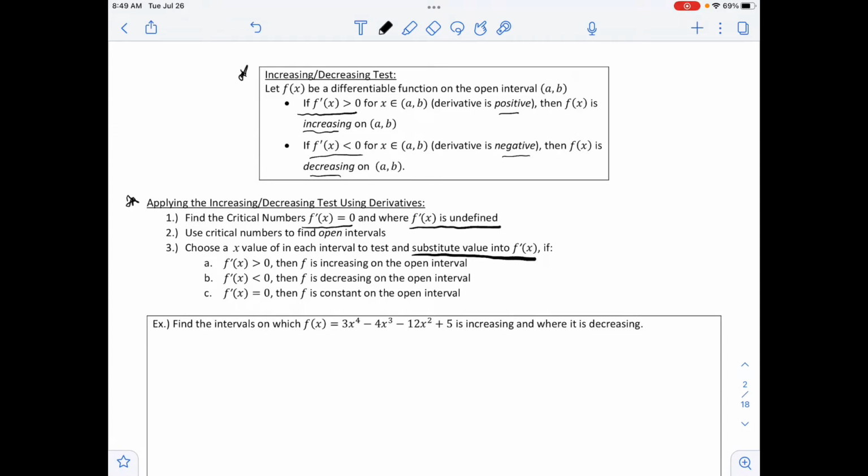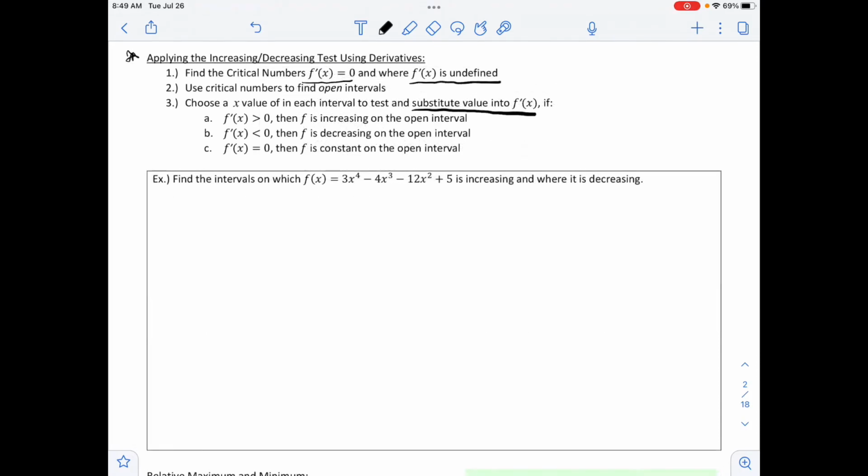And if the derivative is greater than 0, it's increasing. If it's less than 0, it's decreasing. And if it equals 0, then it's a constant interval that we would have. There's no change. We have an example right below. This is find the intervals on which f of x equals 3x to the fourth minus 4x cubed minus 12x squared plus 5 is increasing and where it's decreasing.